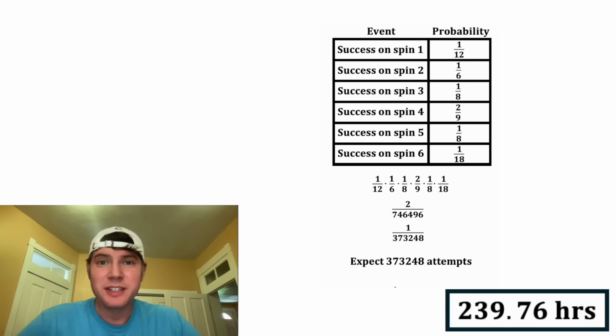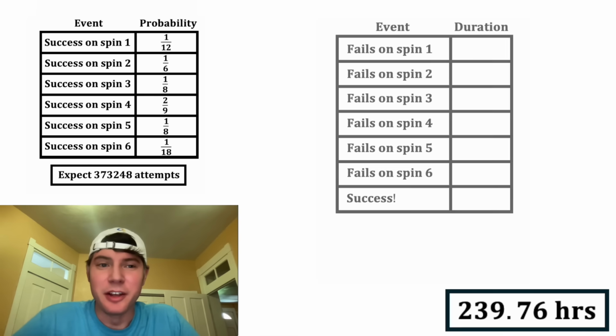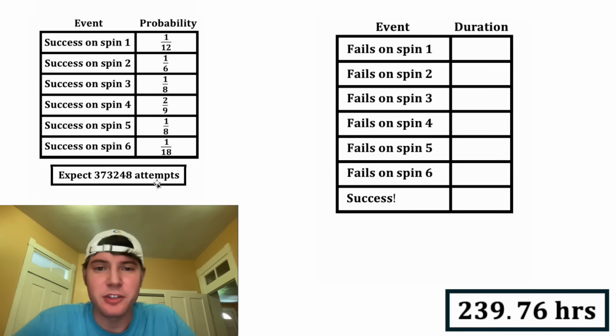1/373,248. That means for one successful video, we expect it to take 373,248 attempts. And this looks important. Let's put a box around it. And now we can make another table. All these 373,248 attempts are going to end up being one of these scenarios.